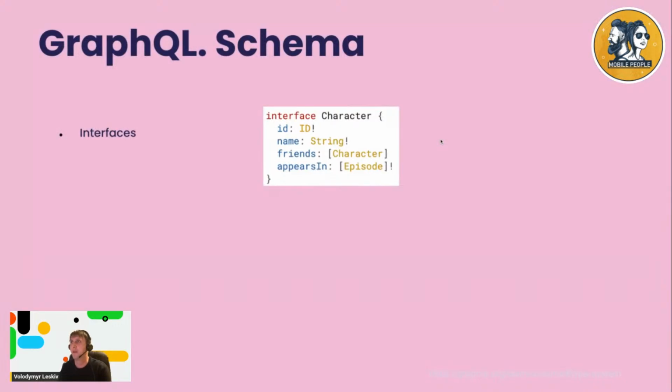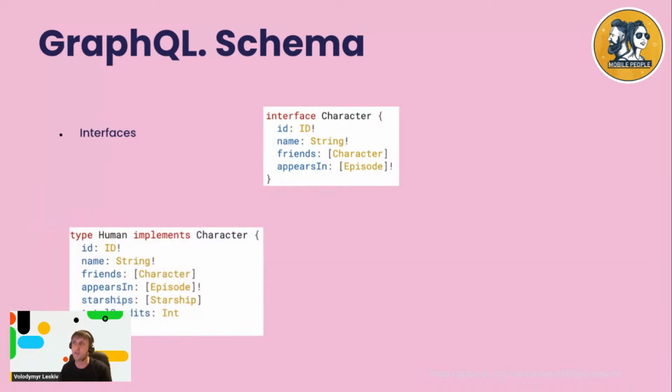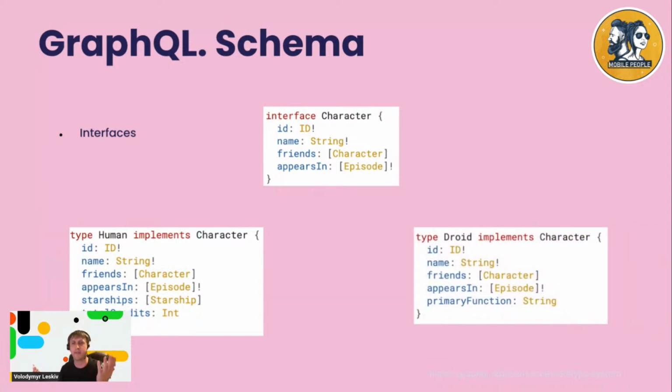Okay, interface. As in usual languages, you have interfaces. I don't think I need to explain much more here. You have interface Character, which you could implement with some types. The main thing, maybe it's obvious, maybe not, is that in your type you have only fields. There are no methods, only fields, and maybe it's obvious because these are usually only data objects.